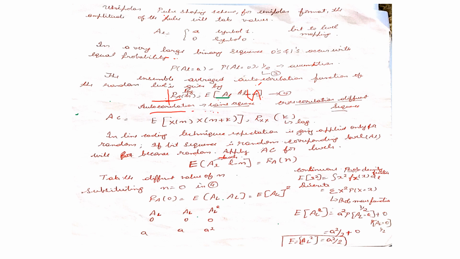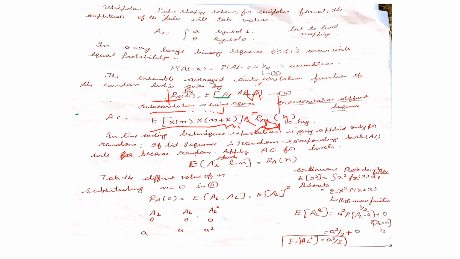So this is the autocorrelation of the same series. What is the difference between the autocorrelation and the cross correlation? Autocorrelation is nothing but the same sequence, whereas cross correlation is going to be a different sequence. So E of x(n) into x(n+k), that is going to be the autocorrelation function. So that is R_x of k. This is actually the autocorrelation function, where k is the lag factor.